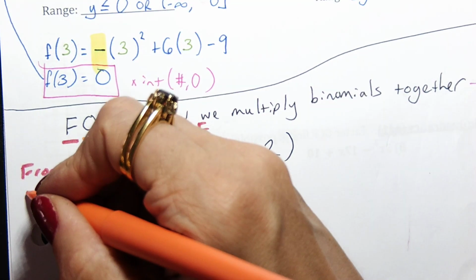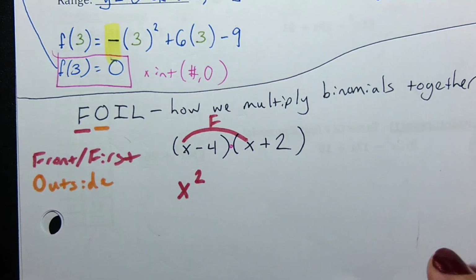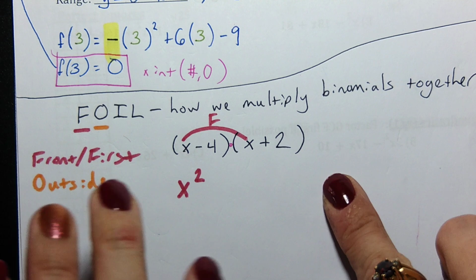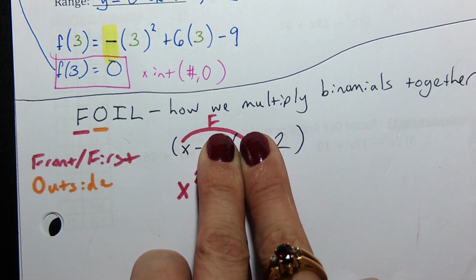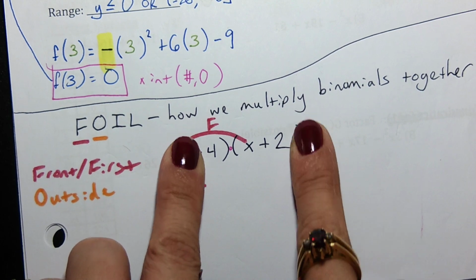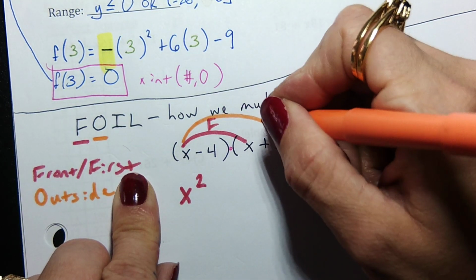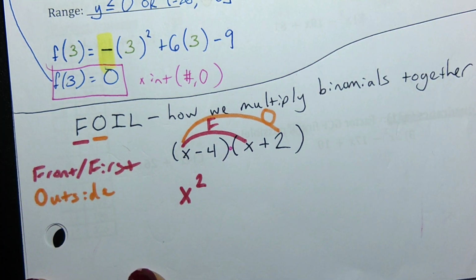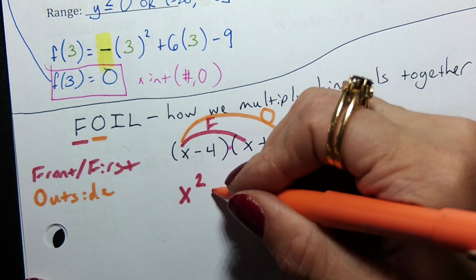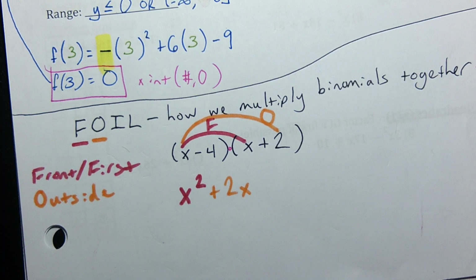The O part of foiling stands for outside terms. So outside would be our outermost terms, the ones closest to the outside of the parentheses. So x times 2 is 2x. That's the O part of foiling, the outside terms.